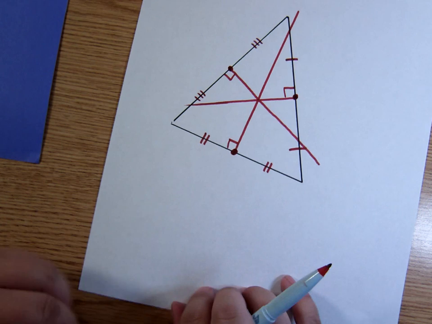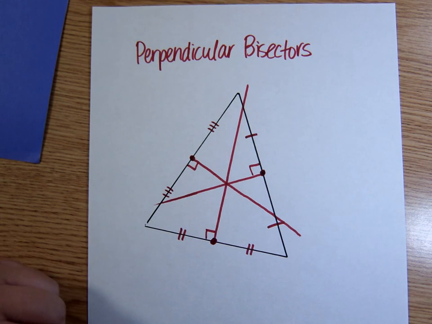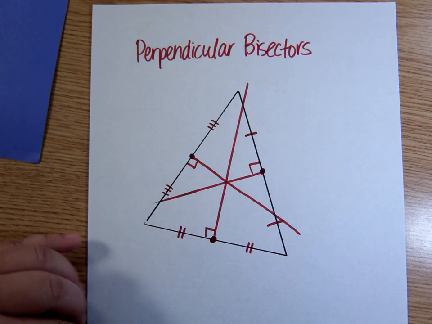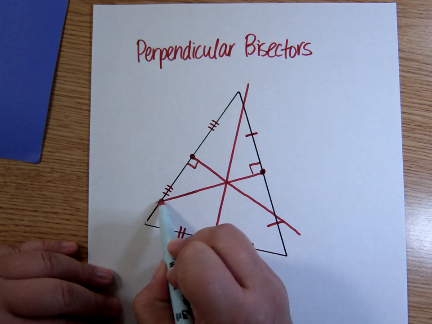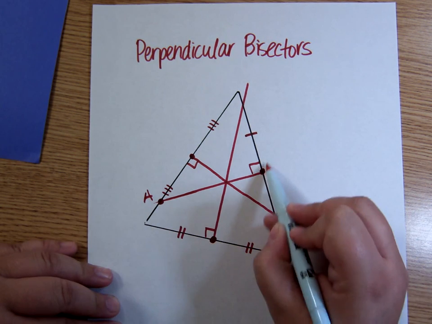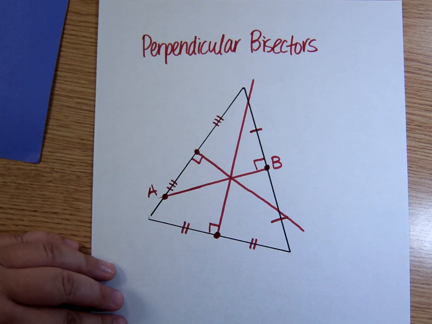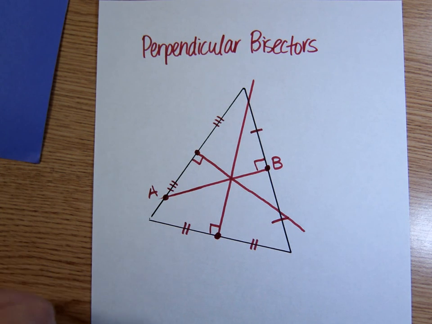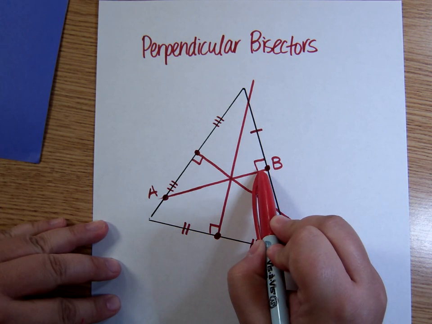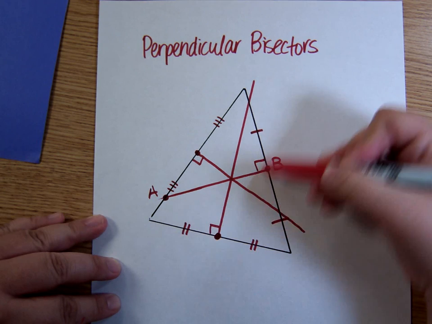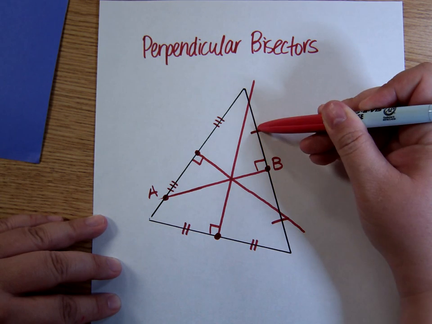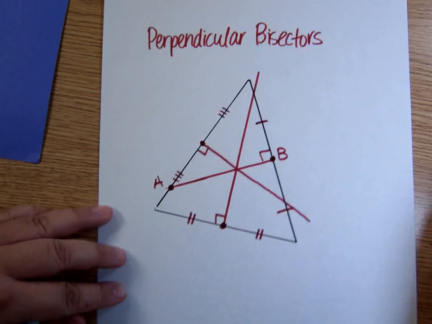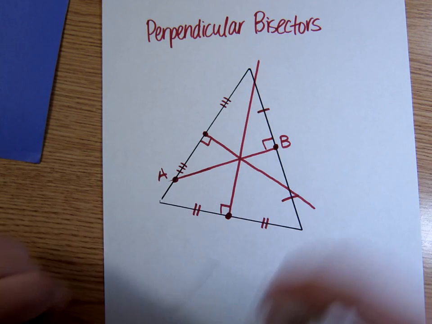So these are also the markings I have to see if I'm looking at something and they're asking me what it is. Let's say this is A and this is B. In order to know that AB is a perpendicular bisector, I have to see the right angle where AB meets the side, and I have to see that B is right in the middle by seeing the congruence markings on either side. The perpendicular bisectors are also concurrent.